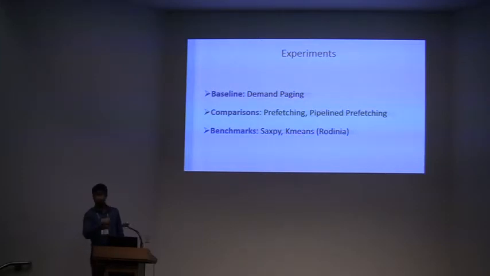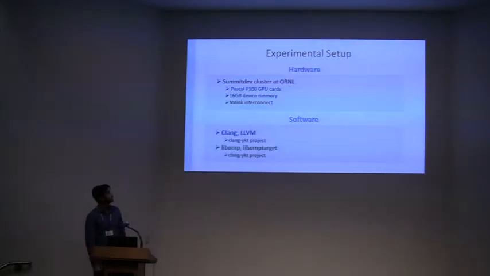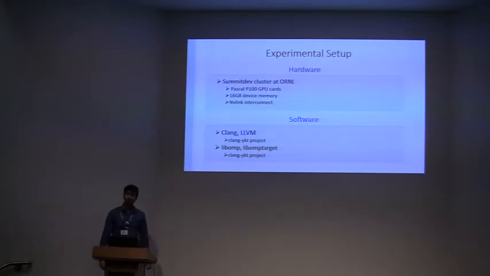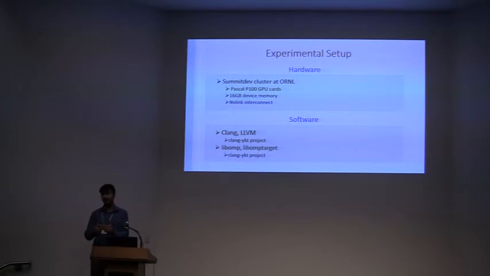The benchmarks we're using are the simple Saxpy kernel that I just showed you, and the k-means program, which is taken from the Rodinia suite and adapted with the target clauses. The experimental setup: thanks to Oak Ridge National Lab for giving us access to their experimental cluster Summit Dev, which has Pascal P100 cards with 16 GB global memory each, connected to the host with an NVLink interconnect, which has significantly higher bandwidth than PCI Express. On the software, we're using Clang LLVM from the Clang YKT branch. For the OpenMP runtime, we have Libomptarget, again available with the Clang YKT branch.